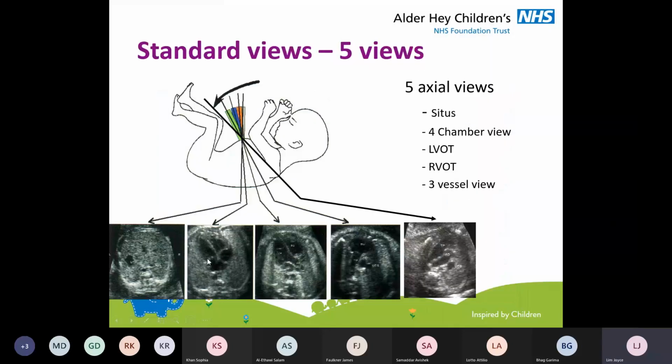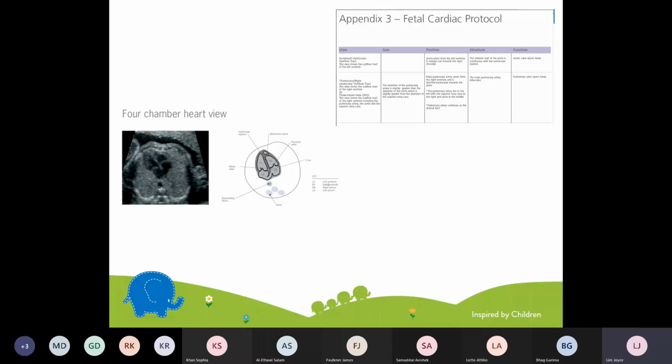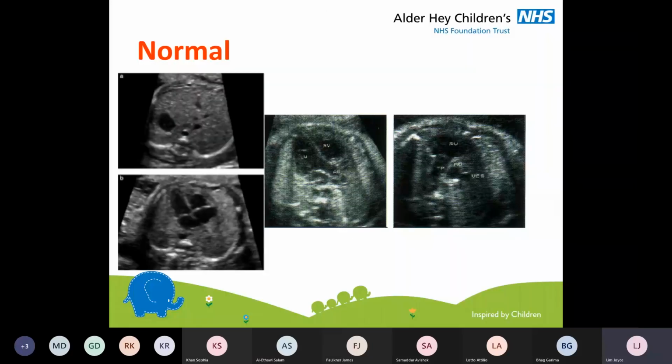So this is just looking at it from another view. So situs, 4 chambers, left outflow, right outflow, followed by a 3VT view. I will not go into detail with this. So what do you see in the normal four chamber?